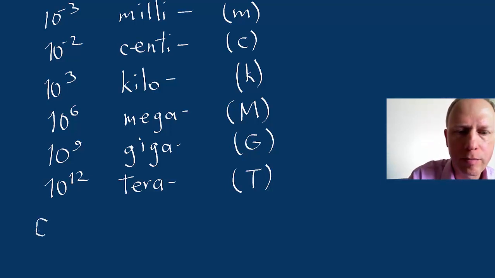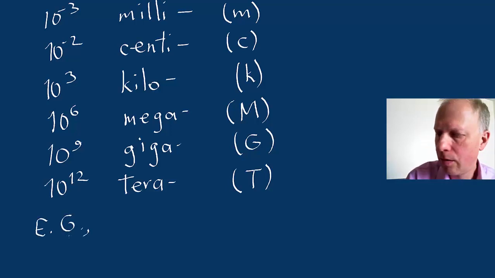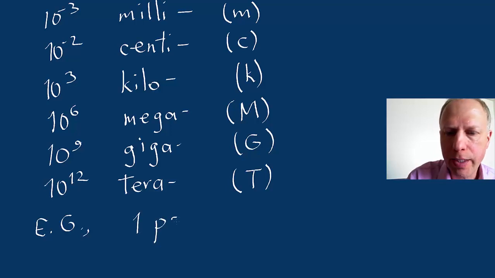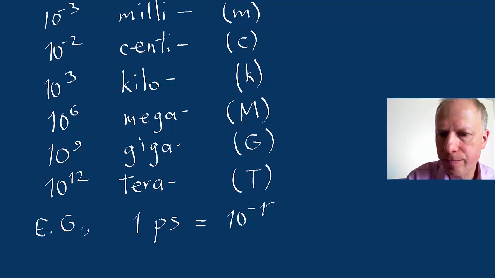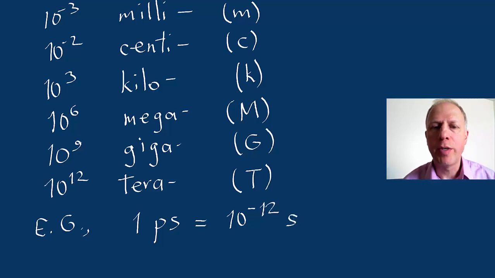For example, 1 picosecond is 10 to the minus 12 seconds. We attach the prefix to one of the base units in order to get a more convenient unit for our purposes.